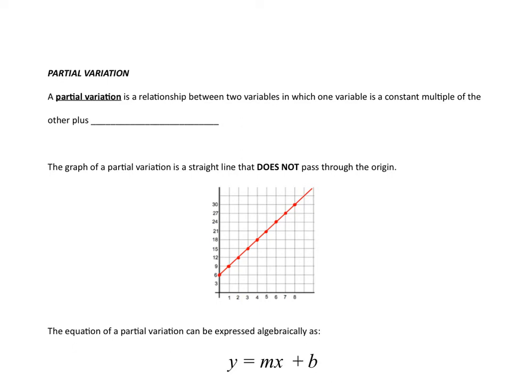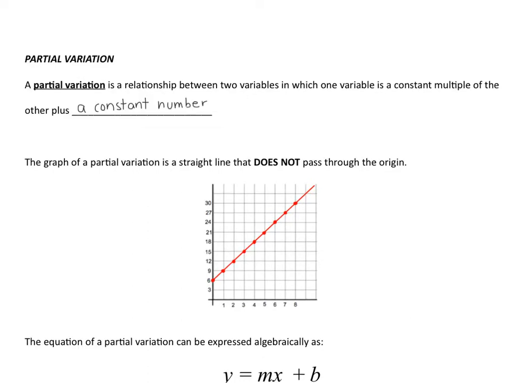In a linear relation, there is a relationship between two variables, and depending on the type of linear relation, that relationship can be defined as either being a direct variation or a partial variation. In this video, we will be discussing partial variation. If you haven't already, make sure to watch part 1 on direct variation, and there's a link to that video in the description box below.